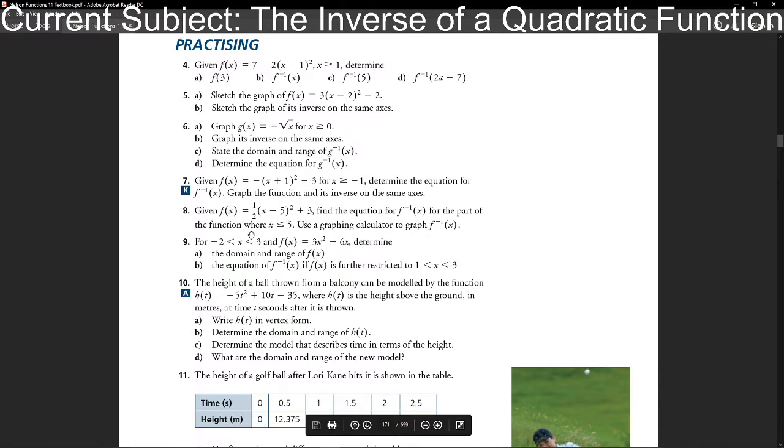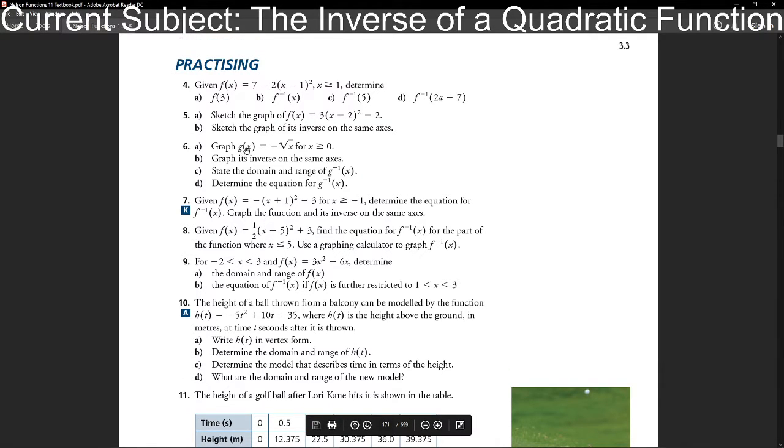Wait, let me look at the original equation. G of x is equal to... x needs to be greater than 0. What's the square root of -2?